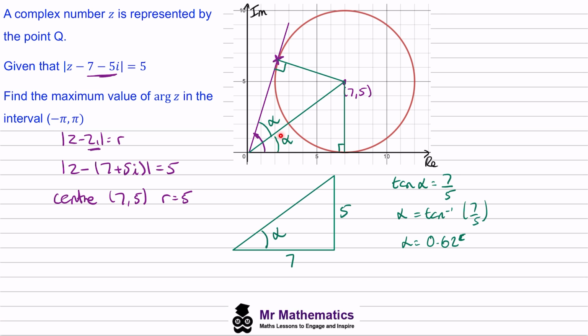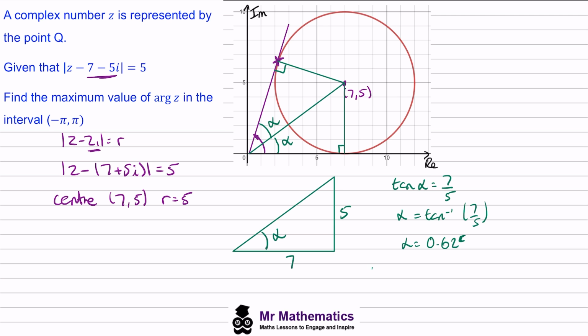So if this is 0.62, then the argument will be double that. So then the maximum argument of z will be double 0.62, 1.24 radians.